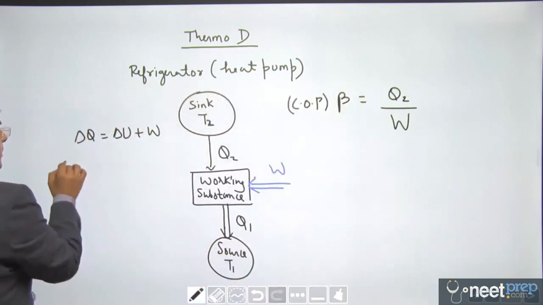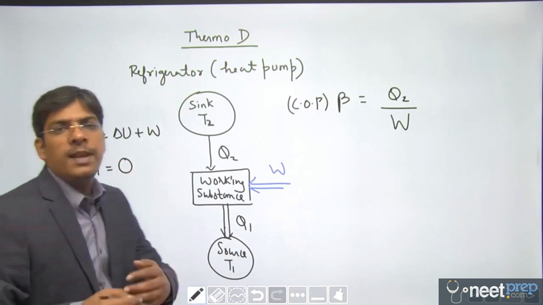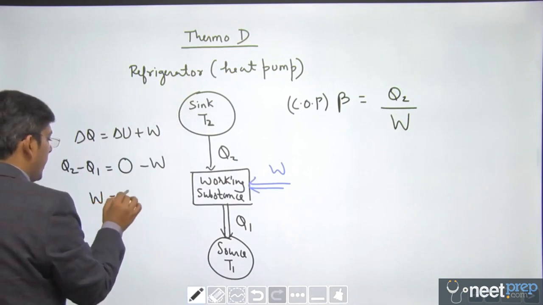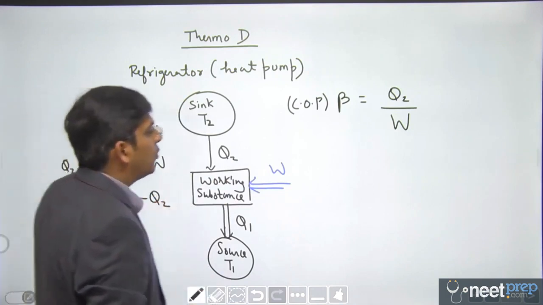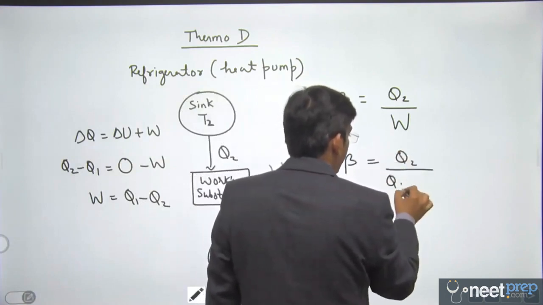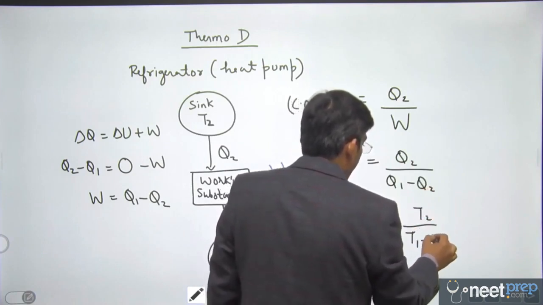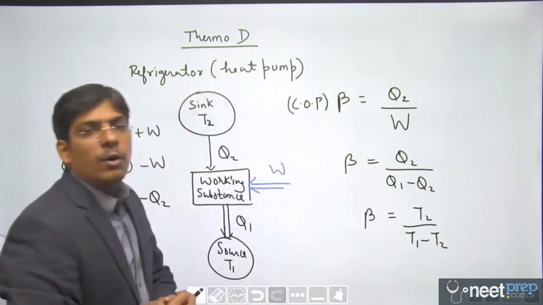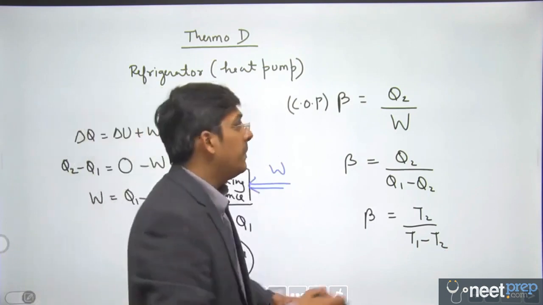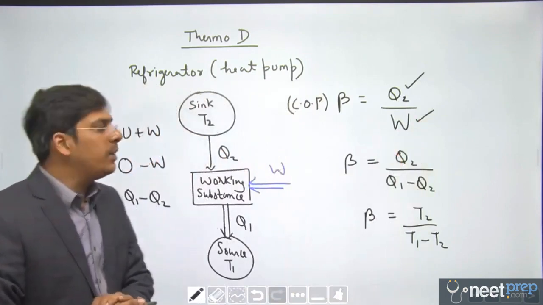Now this delta Q is Q2 minus Q1, okay? The change in internal energy is going to be 0 because the working substance has to return to its initial state, and since work is done on the system, it is negative. So we get W as Q1 minus Q2, right? So the coefficient of performance becomes Q2 divided by Q1 minus Q2, and heat being proportional to temperature, we get this as T2 divided by T1 minus T2, dear students. This is the coefficient of performance of a refrigerator. The greater the value of beta, the more heat it will extract for less electricity supplied, right? That will be a good refrigerator. Okay, dear students, kindly note down.